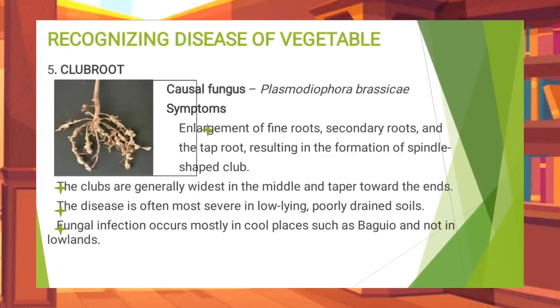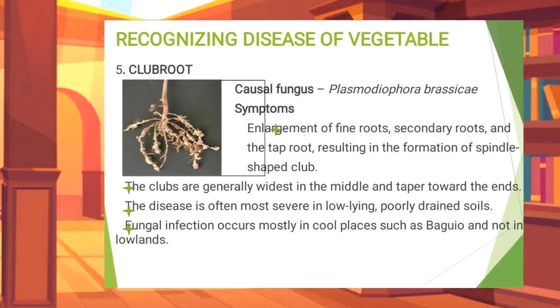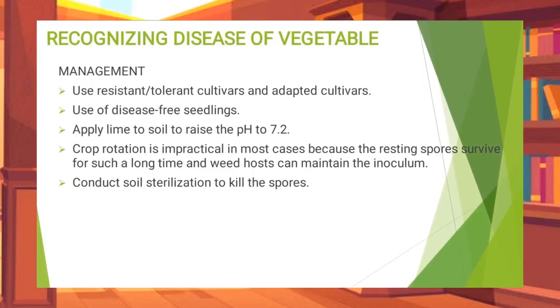So number 5, club root. So causal fungus niya is makita ninyo sa screen. So symptoms niya is enlargement of fine roots, secondary roots, and top roots, resulting in the formation of spindle-shaped club. So ang example makita siya. So management is para siya sa uban nga use resistant or tolerant cultivars and adapted cultivars. So use of disease-free seedlings.